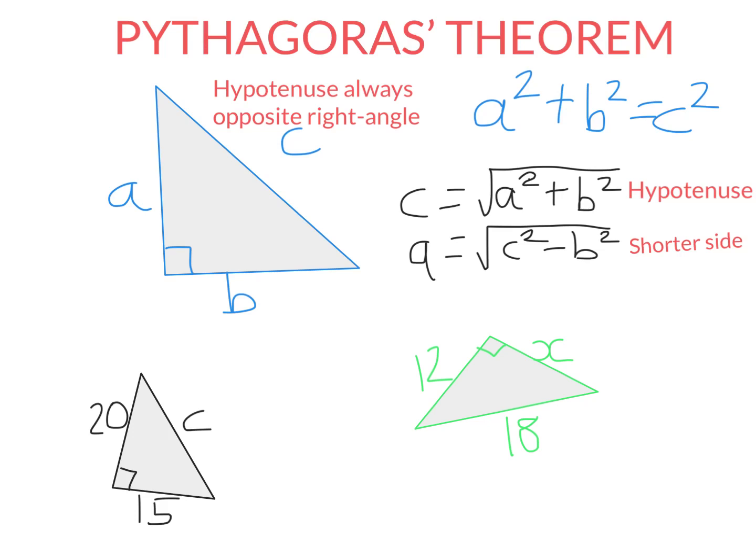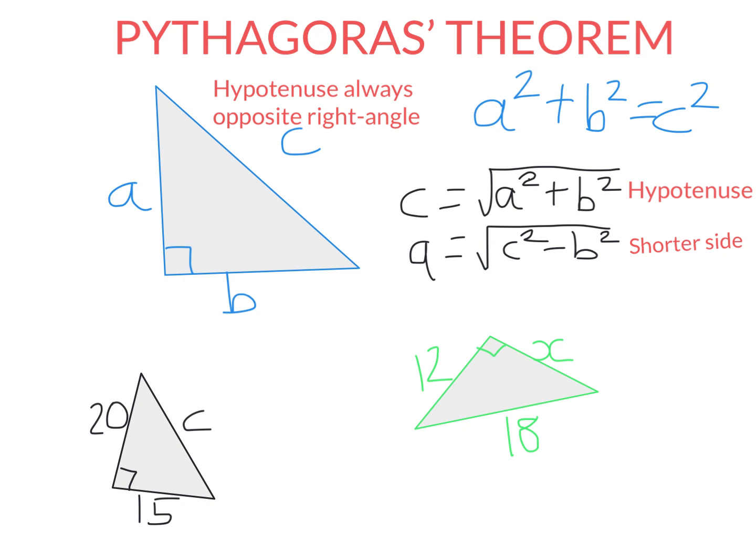Thank you so much for tuning into this video in which we will look at Pythagoras' Theorem. So Pythagoras was the name of the ancient Greek man who came up with this theorem, and it pertains to right-angled triangles. So we start with a right-angled triangle like this one here. We know it's right-angled because of this symbol.